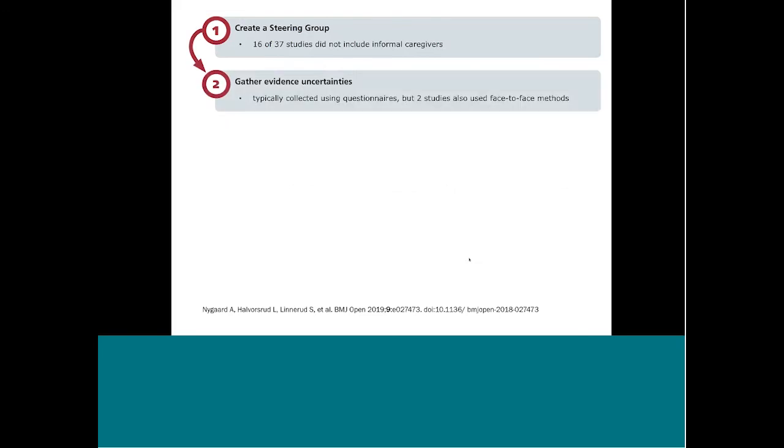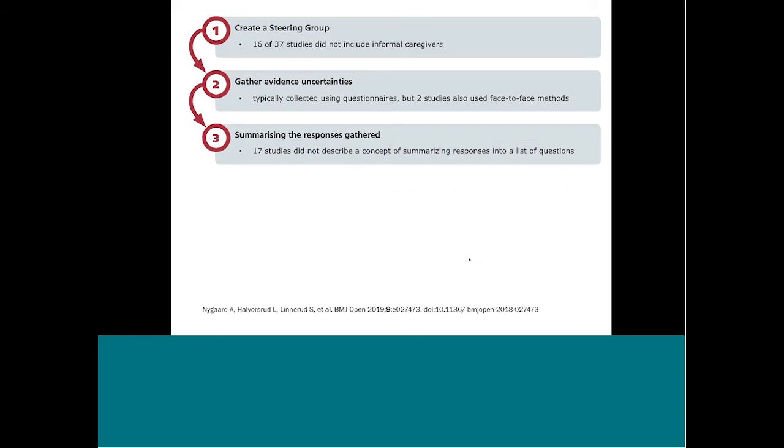Some key findings from this scoping review were that about half of the studies did not include informal caregivers in their steering group, that evidence uncertainties were initially collected typically using questionnaires, but 2 studies did offer face-to-face methods, and that 17 of the studies did not describe how they summarized the responses gathered into a list of summary or indicative questions.